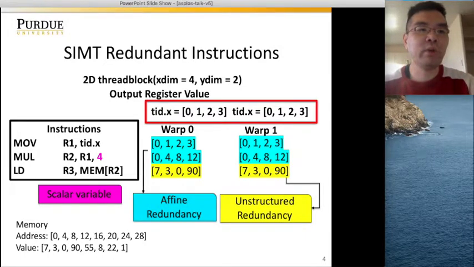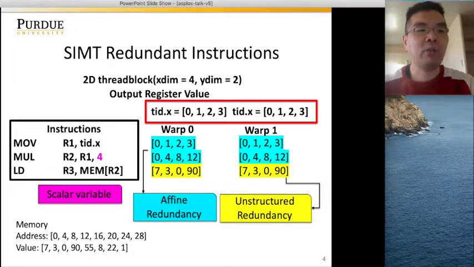Here is an example that is similar to the matrix multiplication. The x-dimensional thread index of one warp is 0 to 3 because the x-dimension size is 4. We have three instructions here. We move the threadIdx value to R1. R2 is R1 times 4. Then we load the data, with the address based on R2, into R3.